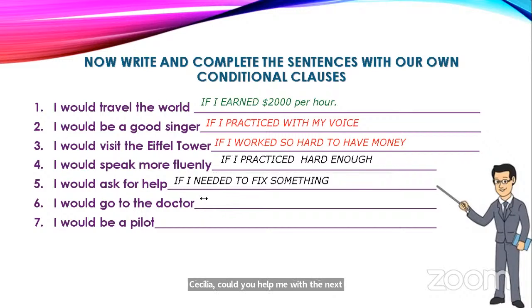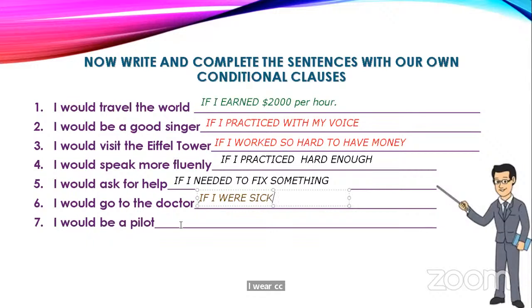Miss Cecilia, could you help me with the next? I would go to the doctor. Iría al doctor. Sí. ¿Cuál sería su condición? I would go to the doctor if I, if I being sick. In this case the past, if I were, if I were, yes, if I were what? Sick, exactly. Good. I would go to the doctor if I were sick. Fantastic. That is a good example too.